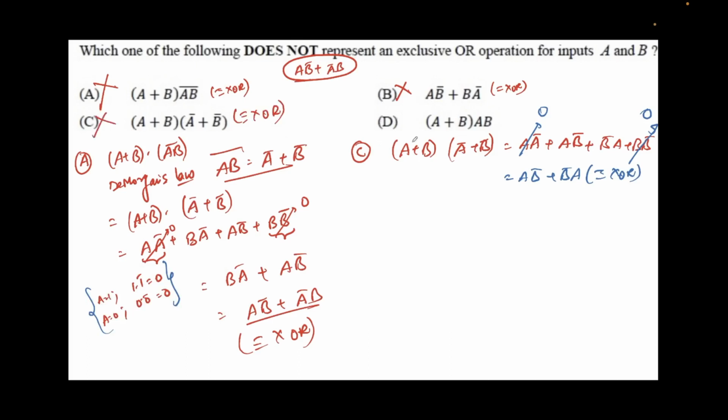Now let's come to option D. So option D says, let's say the output is y. Y is equal to (a plus b) times ab. I'll simply multiply them. So it will be a times ab plus b times ab. So a times a is nothing but a. So I can write this as ab plus, again take b to the right side because it's commutative.